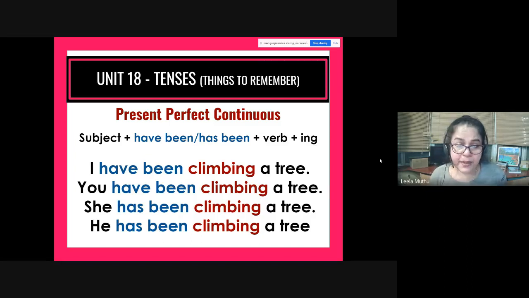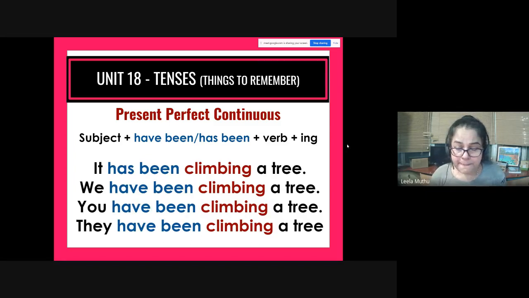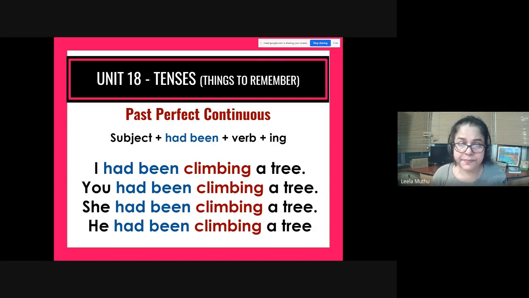Now we go to the past perfect continuous. You know it's subject plus had been plus verb plus ing. So I had been climbing a tree, you had been climbing a tree, he, she, or it had been climbing a tree, we had been climbing a tree, you all had been climbing a tree, and they had been climbing a tree, right? So once you know these formulas, children, it becomes really easy.